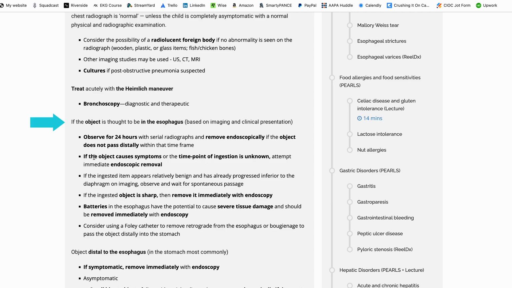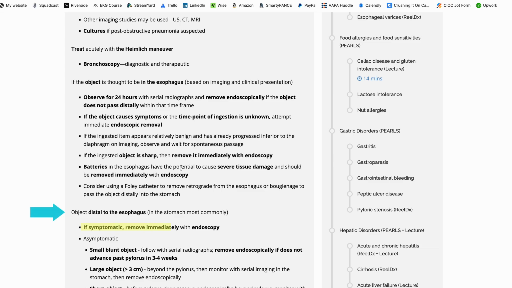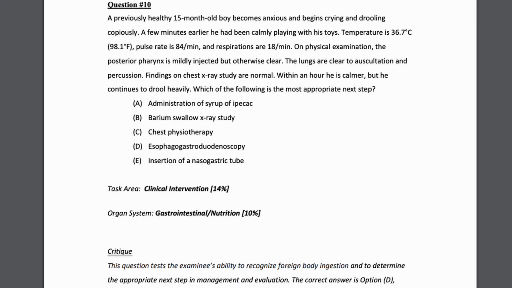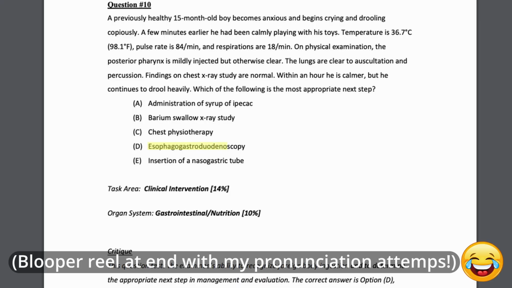So here is the part about if it's thought to be in the esophagus. If the object causes symptoms or the time point of ingestion is unknown, attempt immediate endoscopic removal. Typically, radiopaque objects, such as small toy parts, will be seen on x-ray. So if it was a chest x-ray from the diaphragm up that they told you was normal, that again shows us it's probably in the GI system further down. And this is telling you if symptomatic and distal to the esophagus, then remove immediately with endoscopy. So that would put me over here to the esophagogastroduodenoscopy.